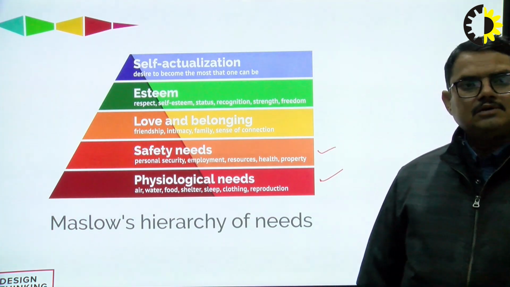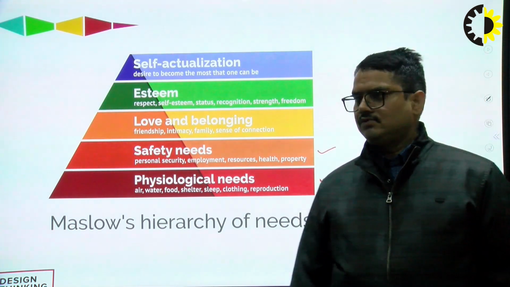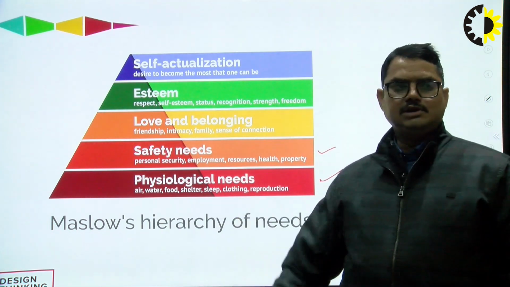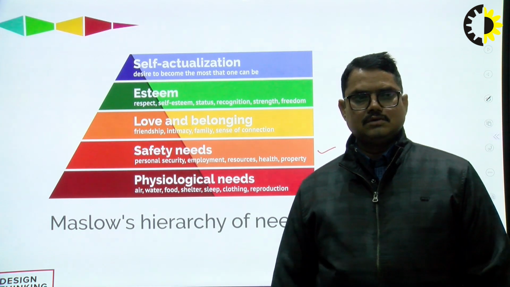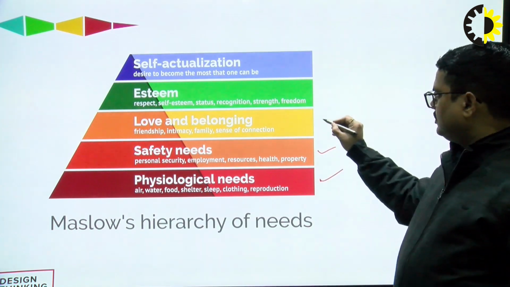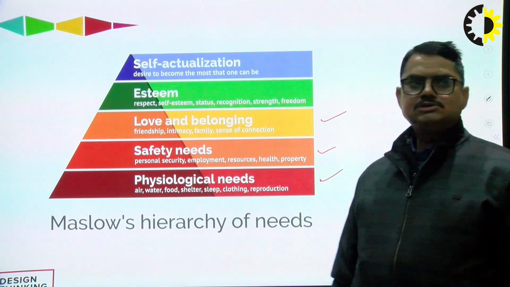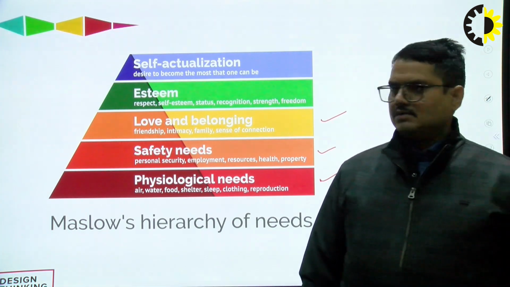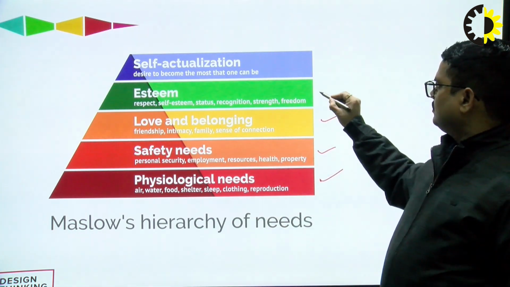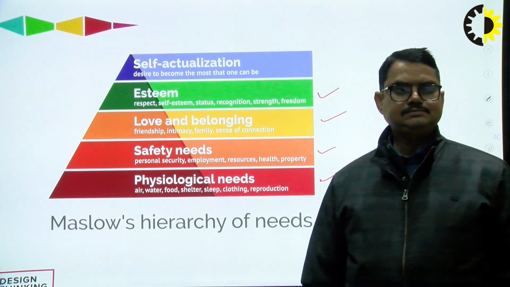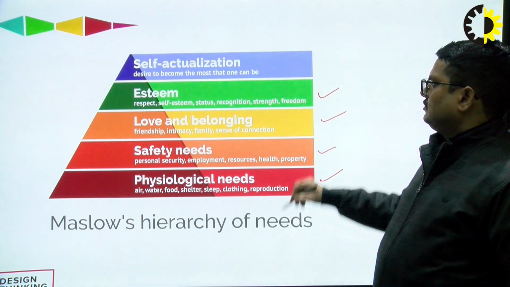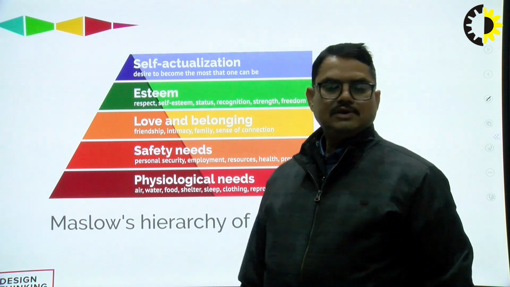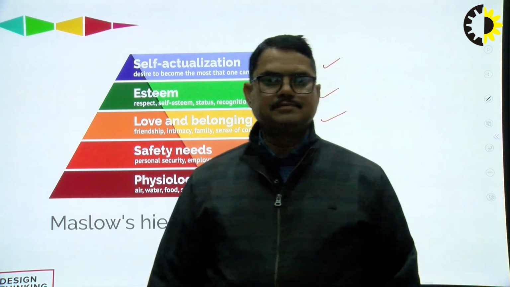Believe me, if your physiological needs are not fulfilled, you may not be so concerned about the safety needs. Once your safety needs are also fulfilled, then you will be concerned about the need of love and belongingness. Once this need is fulfilled, we will move towards the esteem need. And the final is self actualization. Self actualization is at the top of this pyramid.